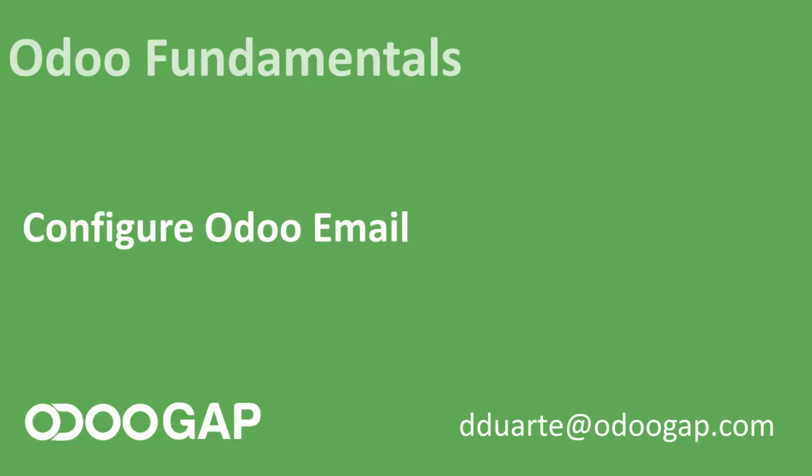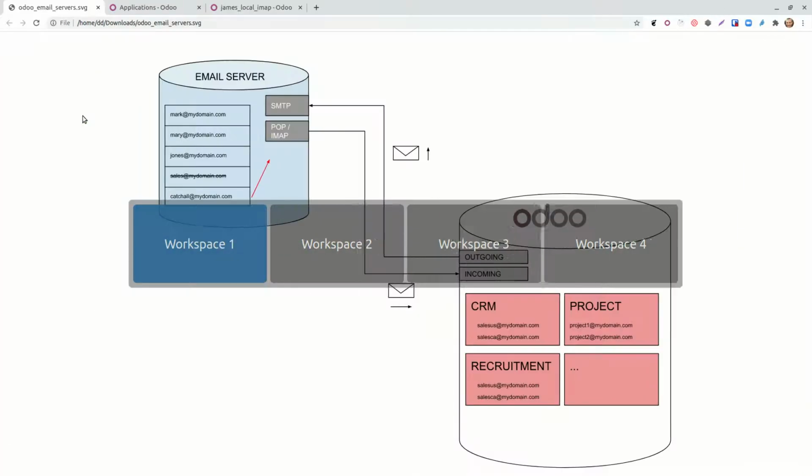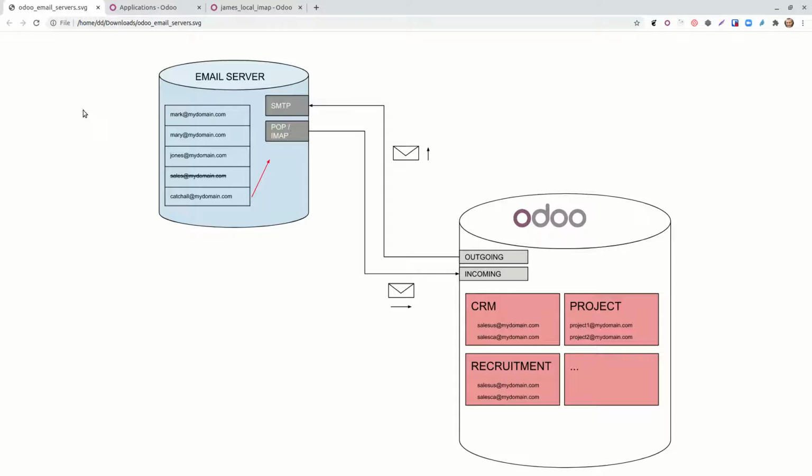In this video, I'm going to show you how to configure Odoo with your email server. So we have two options basically. In your email server, you have several mailboxes like Mark, Mary, and Jones, right? And you could have, for example, a sales address that could be an alias for your own email. Let's suppose your email is Mark, so you can add an alias.